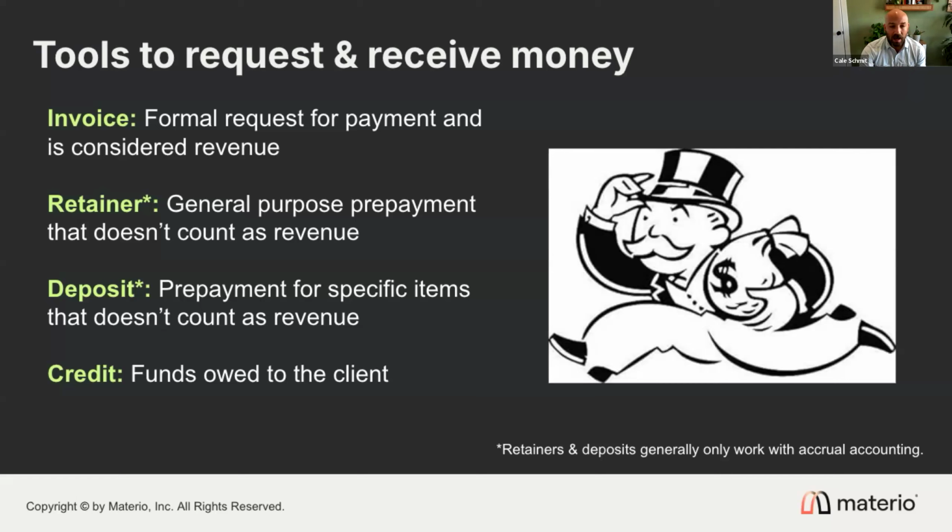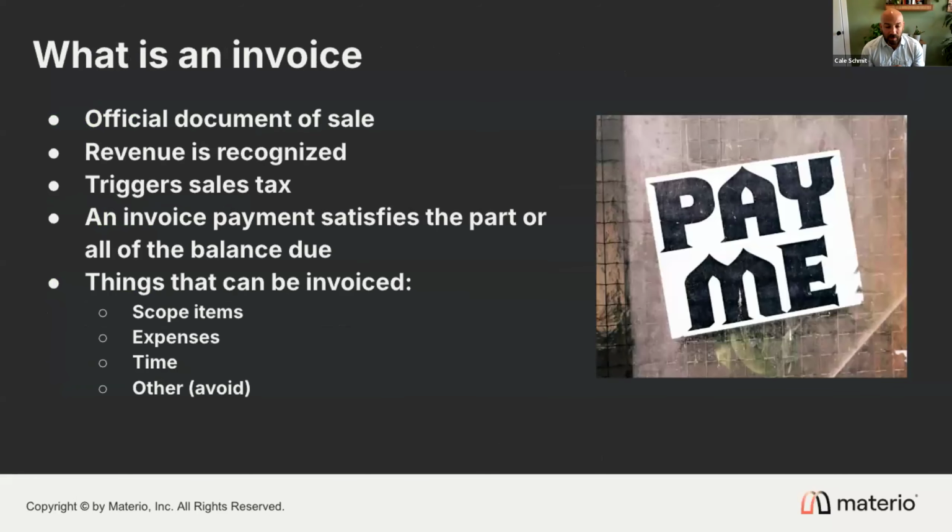specific things. And a credit is money that is owed to the client. So that can be due to price fluctuations downward, or a concession that happened. Maybe you missed the deadline and you need to offer a $100 credit to the client to smooth things over. Those are funds that can be entered and used as payment for future invoices. So that's a pretty high level overview.